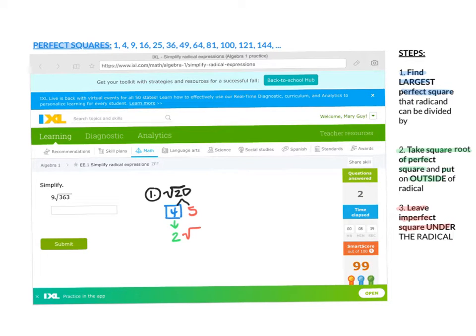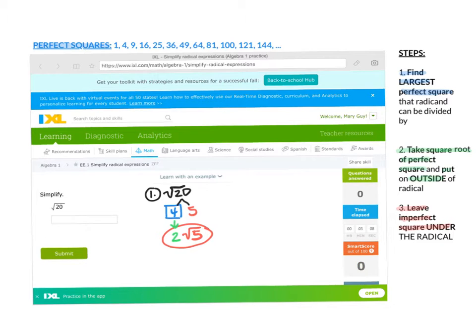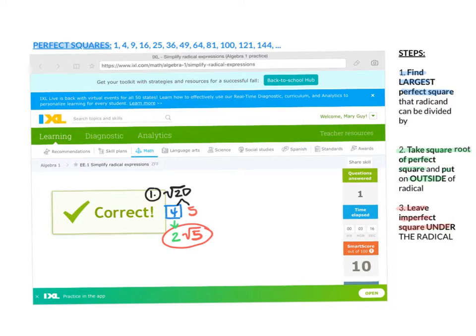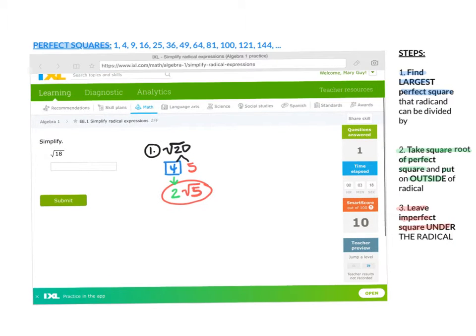And my step number 3 tells me to leave the imperfect square under the radical. 5 is imperfect, so that number will go underneath the radical. So for my answer, I would type in 2 square root 5. So in my box here, I'm going to press 2, press my square root button, and then put 5, and then I'm going to enter. Okay, I'm going to skip down to some more challenging questions.